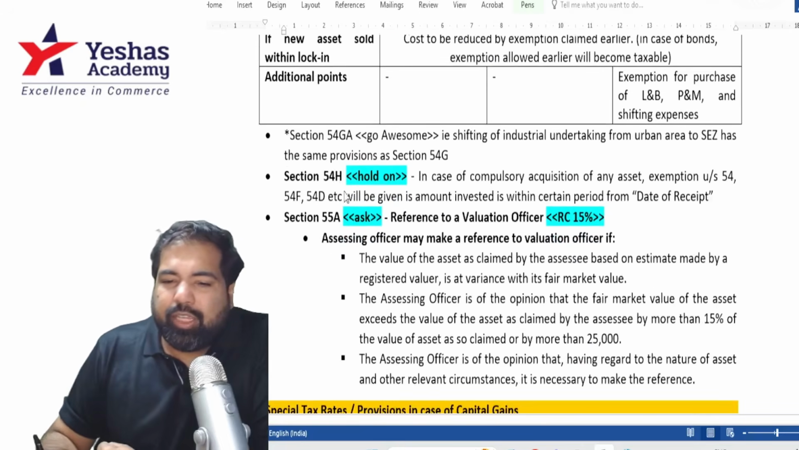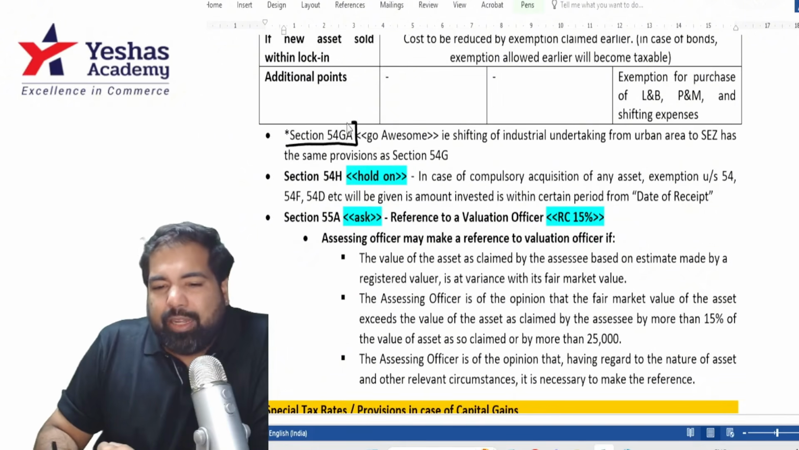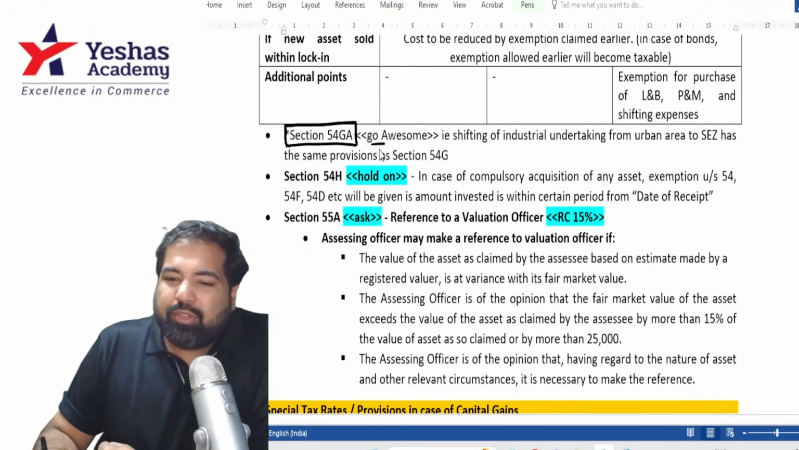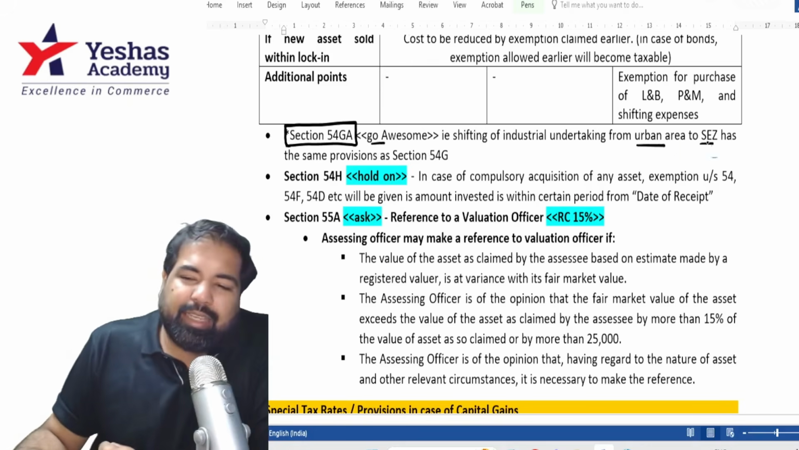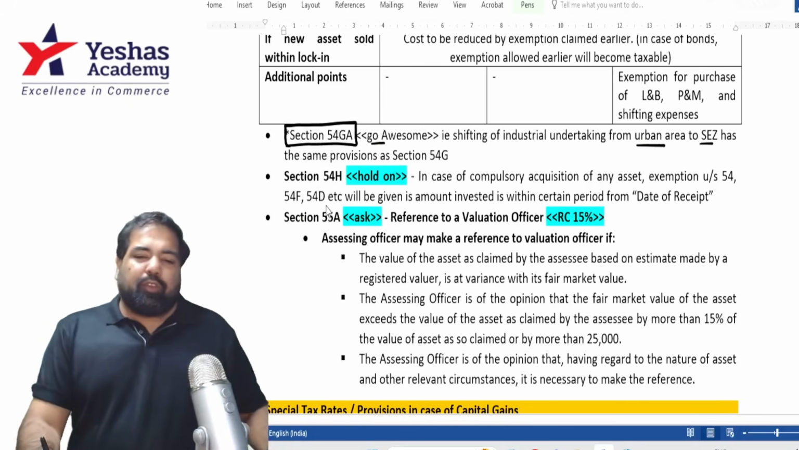There is 54GA also. Here you are going from an industrial urban area to a SEZ. So it is Go Awesome. So you are moving from an urban area, not to a village, but to an SEZ. Same as 54G. 54H says, hold on.